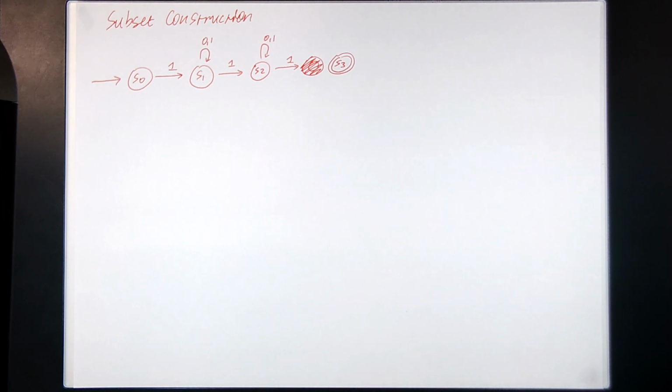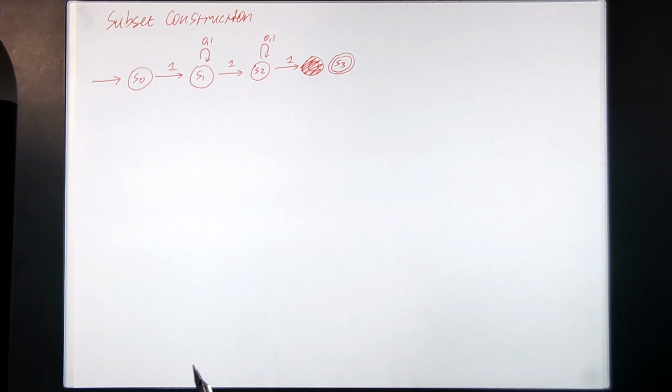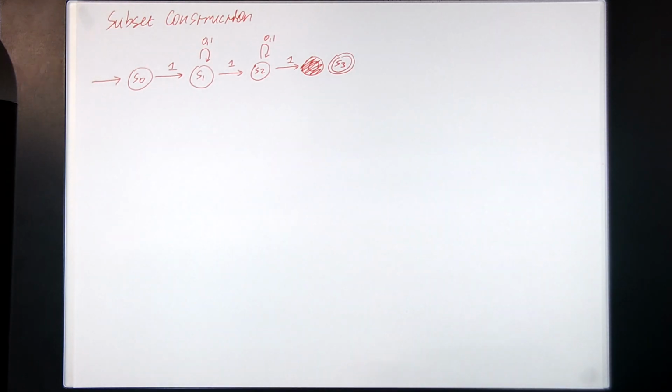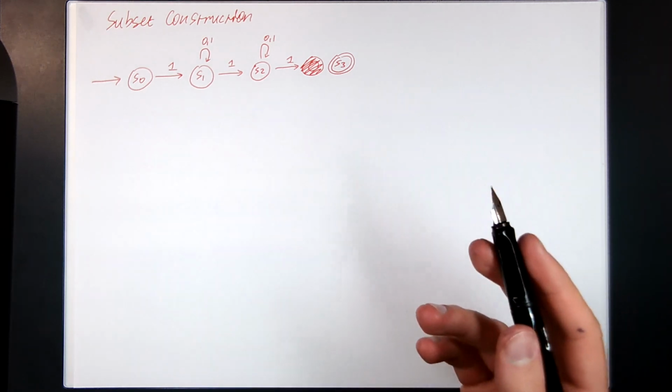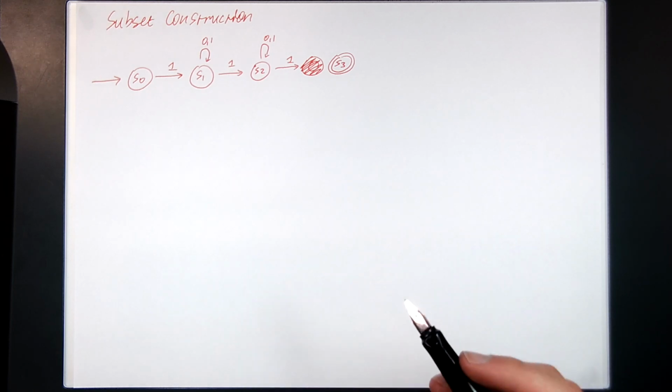Okay, let's do another example of subset construction. And this time it's going to be a little bit trickier. We're going to explicitly have to have a state that represents the set containing no states. So we're going to have a state in the DFA that represents the set containing no states in the NFA. That is the empty set.